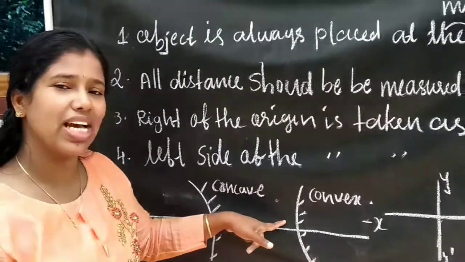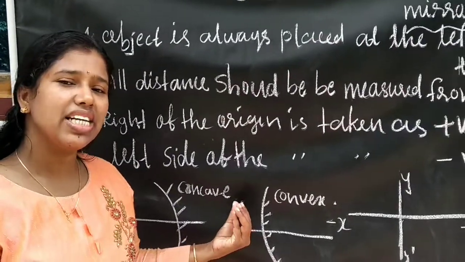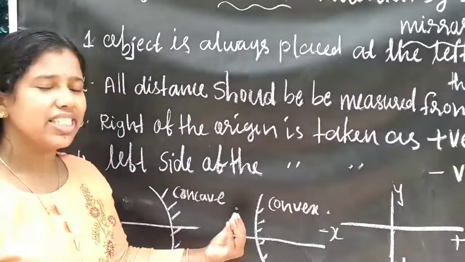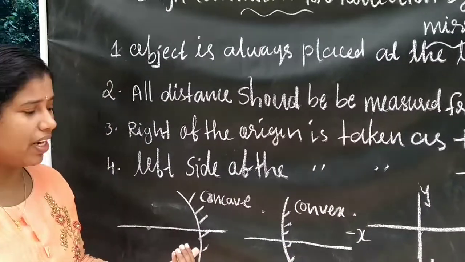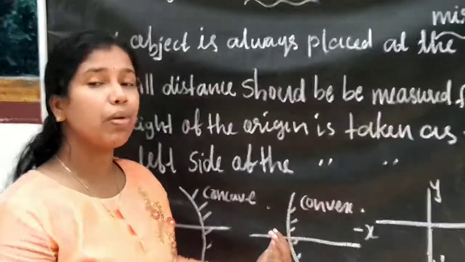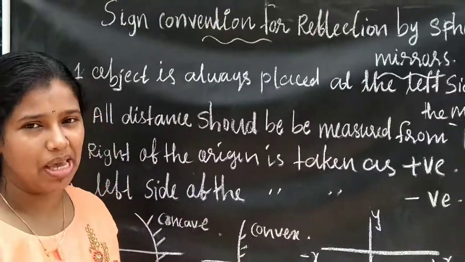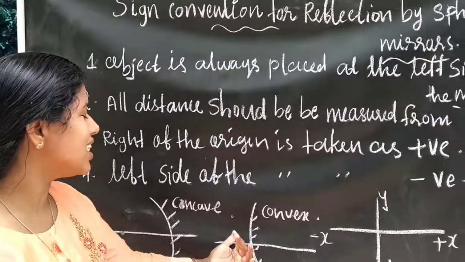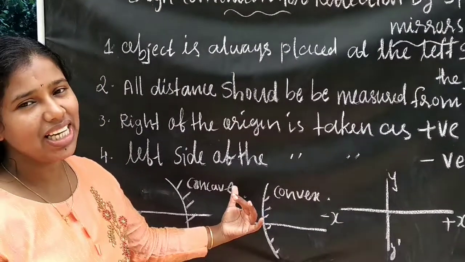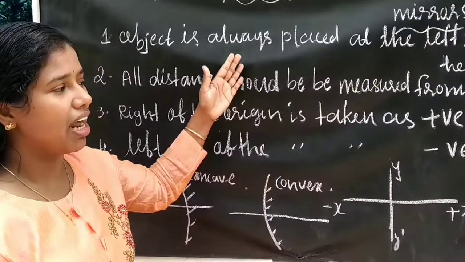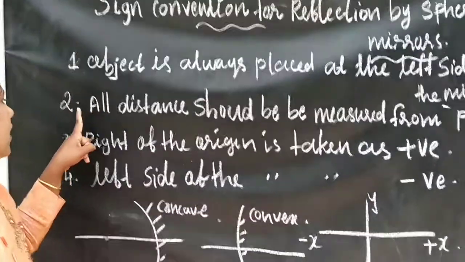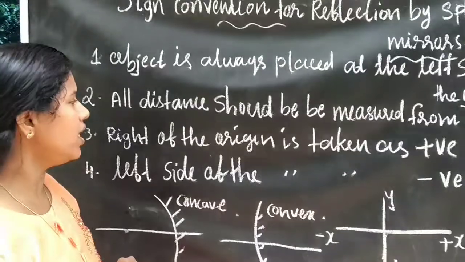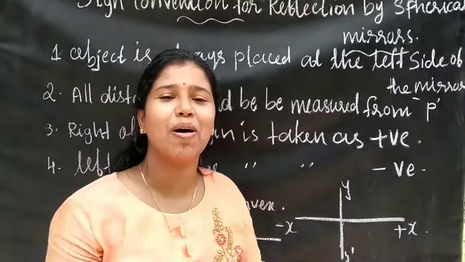Here also there are two cases. First, which case? That is at infinity. Second case is between P and F, anywhere between infinity and P. In both cases the object is always on the left side of the mirror. Okay, that's only telling. Next one, second point: all distances should be measured from P.